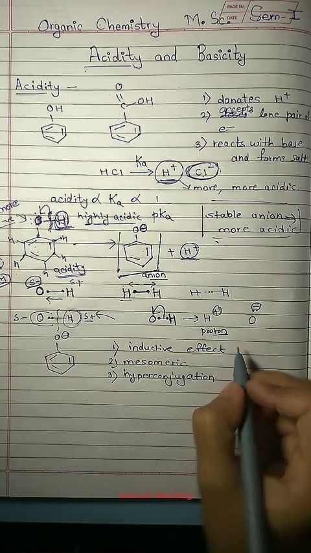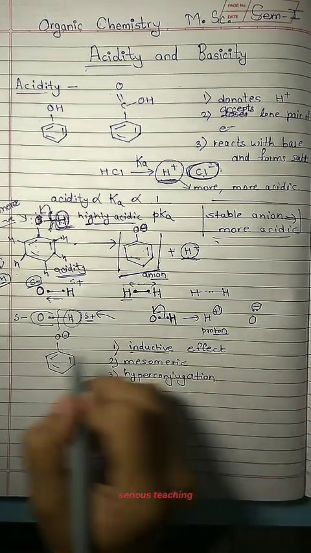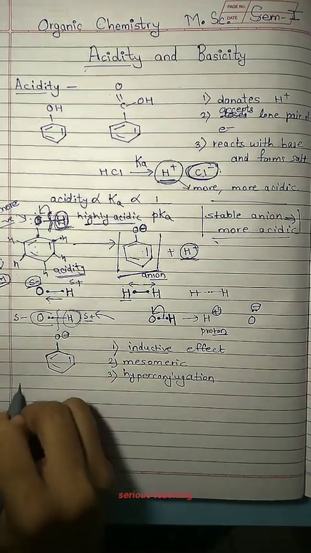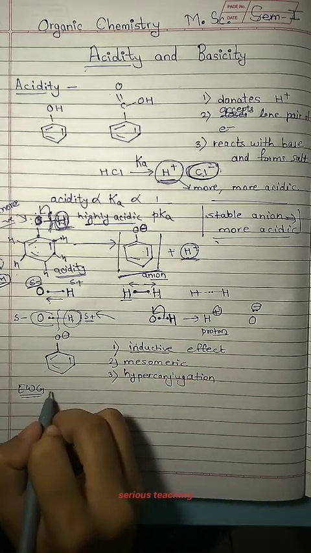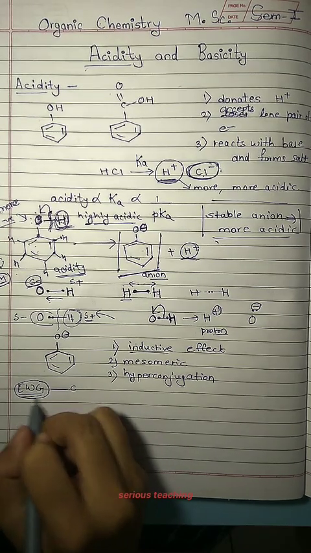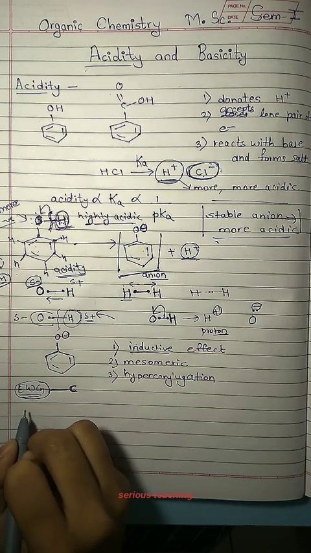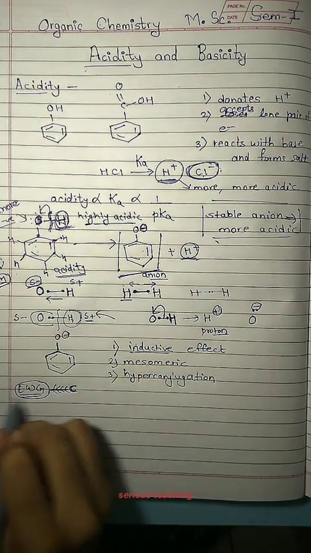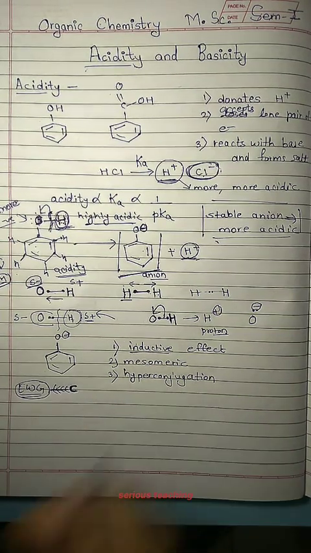Okay. Here simply what can we say? Inductive effect means what? It is a distance dependent effect which operates through sigma bonds. If any electron withdrawing group is present, and this is a carbon directly attached to the electron withdrawing group, what will this electron withdrawing group do? It will take electrons towards itself, right? So due to this, electron density on this carbon will be reduced.